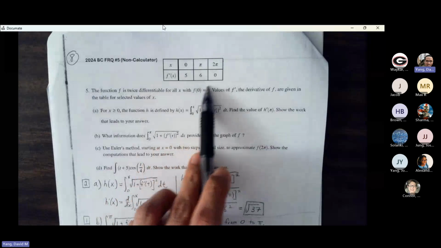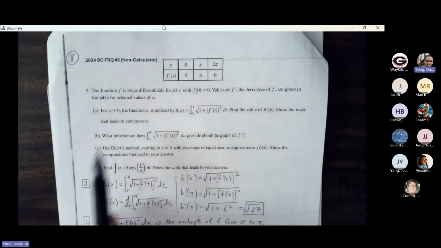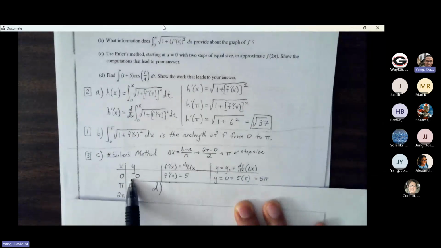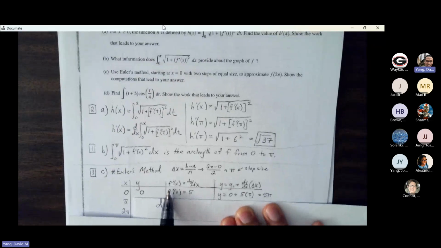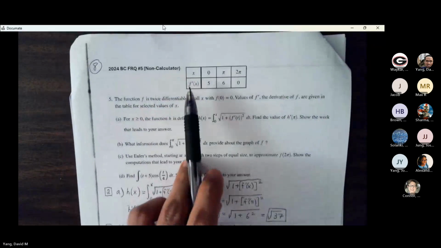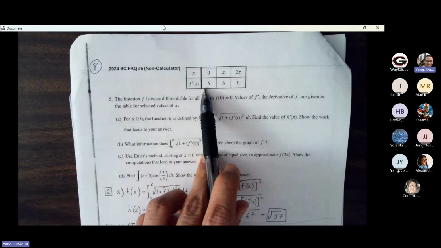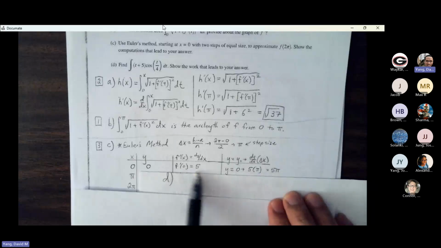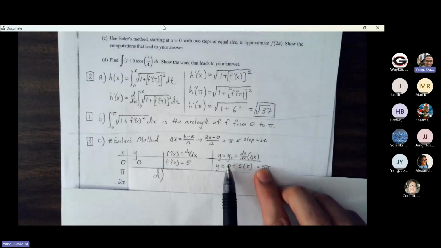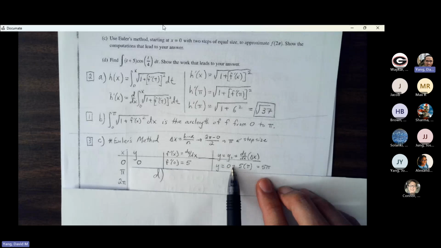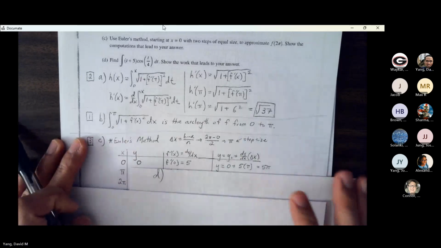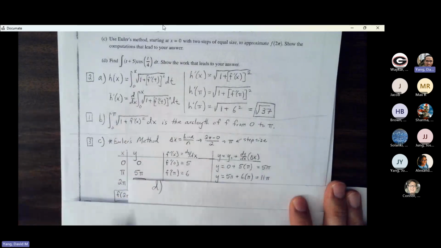And f prime is basically our dy dx. And we know f prime of 0 is simply 5. It doesn't take the x value, it just takes the y value. F prime of 0 is 5, and then we do our tangent line equation, our approximation here. So y equals y sub 0 plus dy dx, which is 5, our slope, times delta x, which is our step size, which is pi, which is 5 pi. And we can update our next row with our y value being 5 pi.